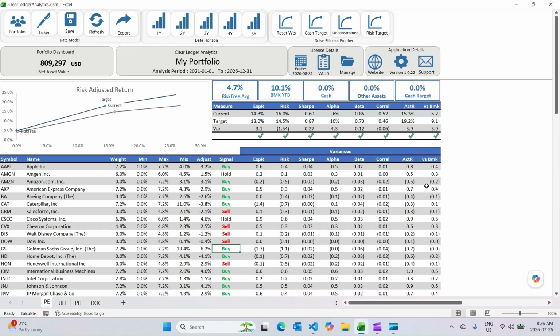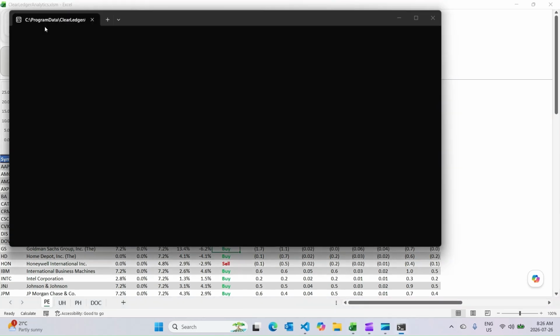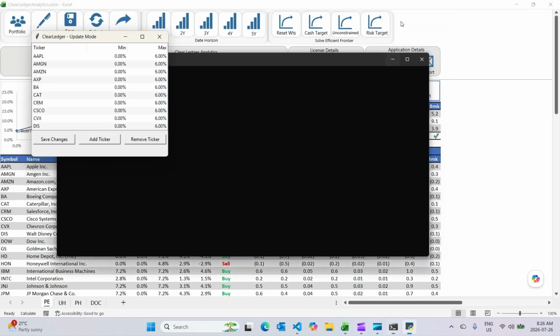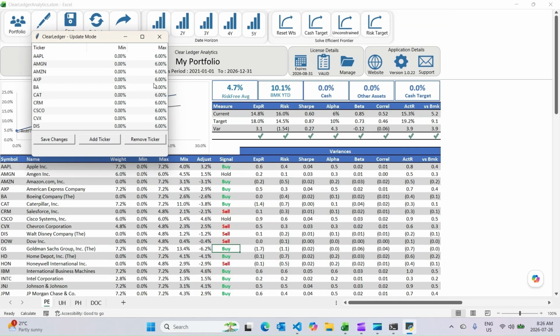Maintaining your investable universe, or in short, tickers. You start the process by going to the ribbon above and clicking on tickers. From here, you're presented the complete list of your investable universe.